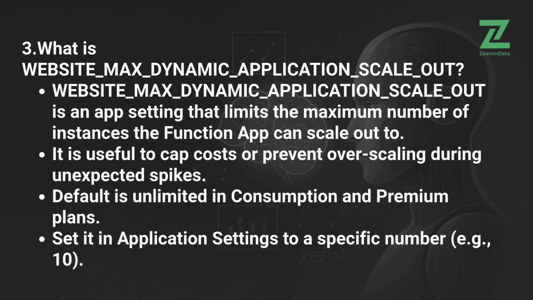What is WEBSITE_MAX_DYNAMIC_APPLICATION_SCALE_OUT? WEBSITE_MAX_DYNAMIC_APPLICATION_SCALE_OUT is an app setting that limits the maximum number of instances the function app can scale out to. It is useful to cap costs or prevent overscaling during unexpected spikes. Default is unlimited in consumption and premium plans. Set it in application settings to a specific number, example, 10.